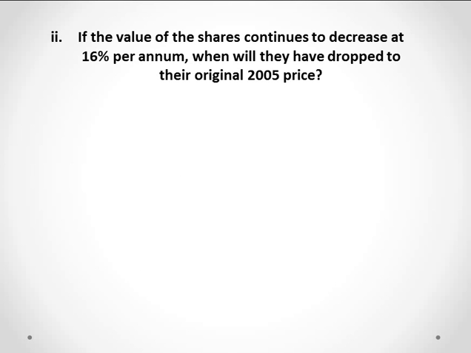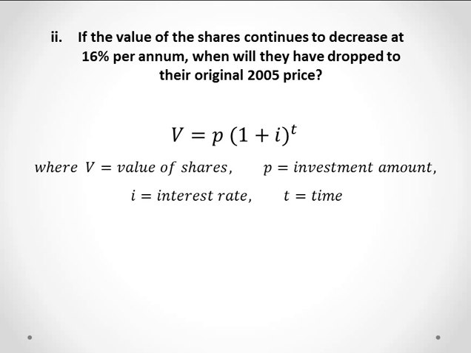Okay, moving on to part 2 then. If the value of the shares continues to decrease at 16% per annum, when will they have dropped to their original 2005 price? Now to do this, we're going to use the same formula. V equals P upon 1 plus I to the power of T. Everything's the same here, so V is equal to the value of the shares, P is equal to the investment amount, I is equal to the interest rate, and T is equal to the time.